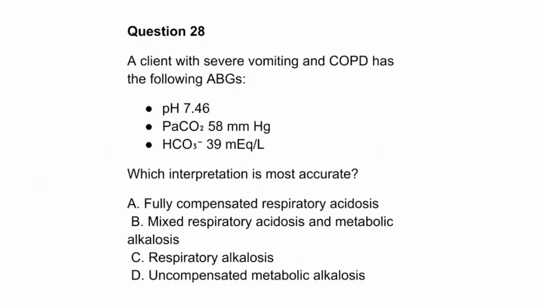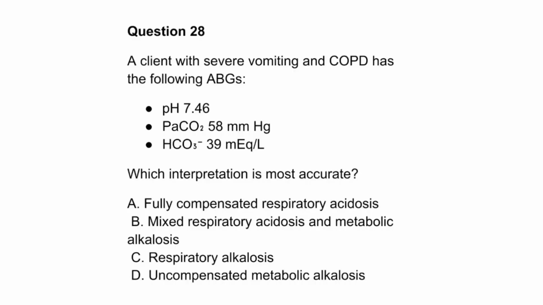Question 28. A client with severe vomiting and COPD has the following ABGs. pH 7.46, PaCO2 58 mm of mercury, HCO3 39 milliequivalent/L. Which interpretation is most accurate?